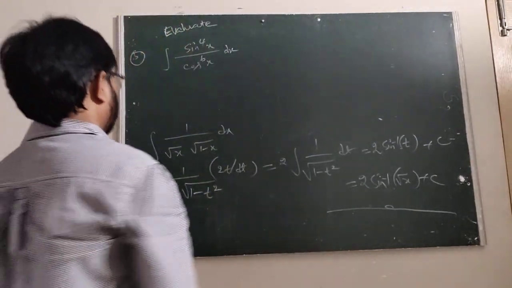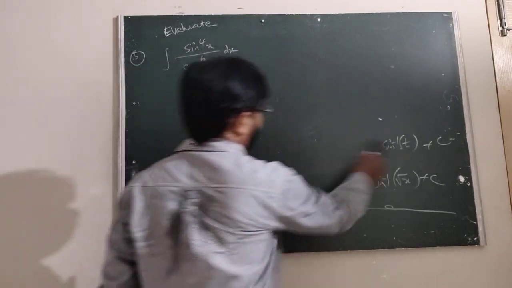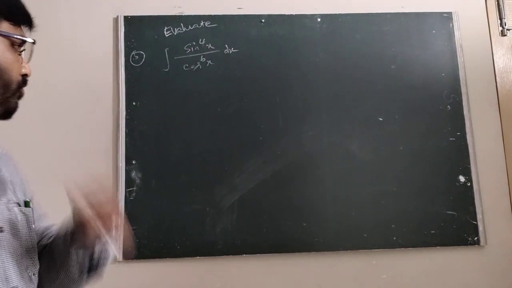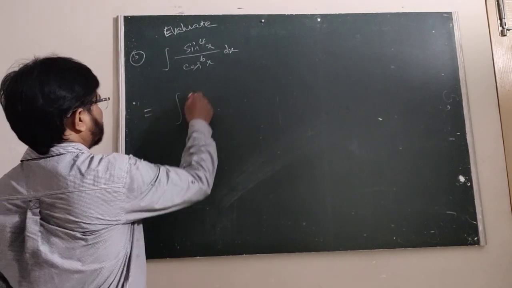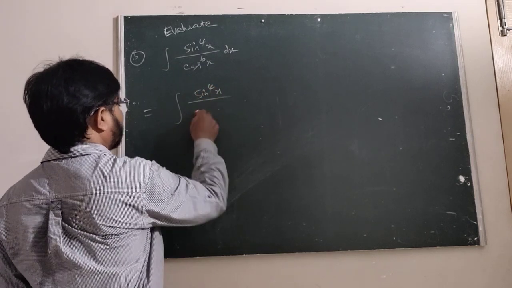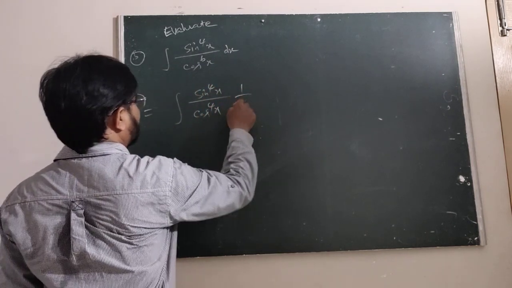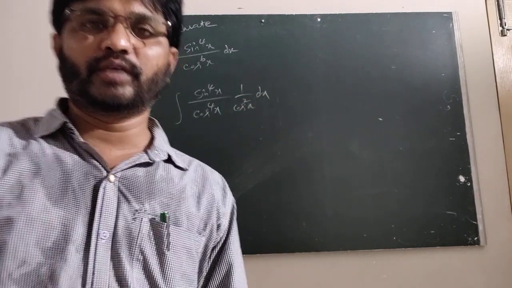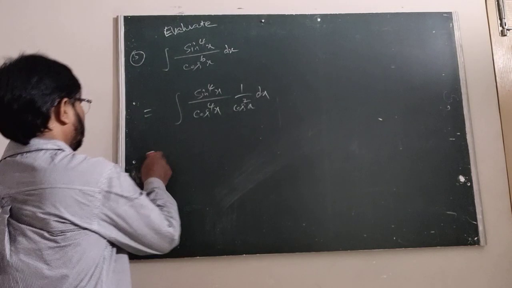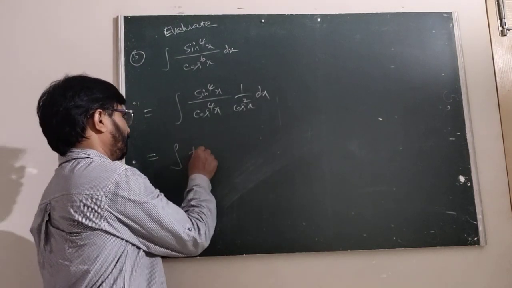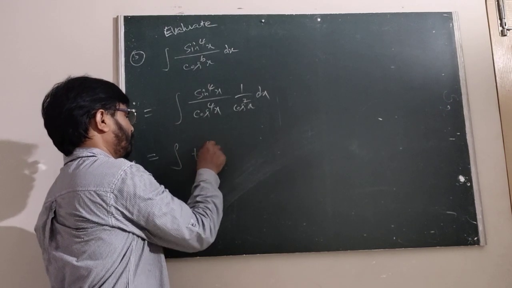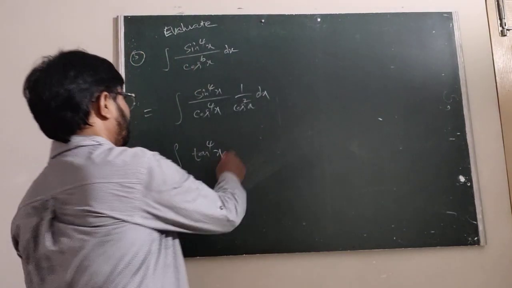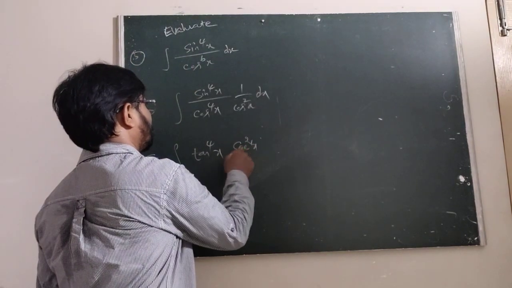So now we are going to the third one: integral sine power 4x upon cos power 6x into dx. Therefore now we can write here sine power 4x by cos power 4x into 1 by cos square x into dx. Sine power 4 by cos power 4 is, everybody knows, tan power 4x. The reciprocal of cos is secant. This is secant square of x dx.